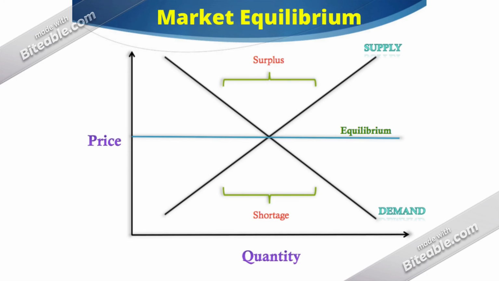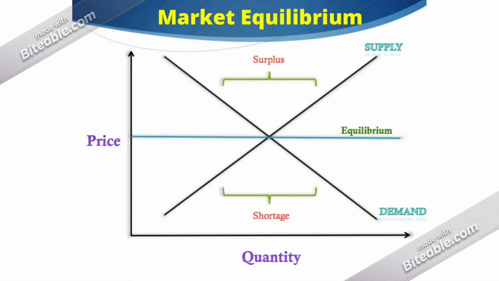The next concept is market equilibrium. Finally, let's see the relation between demand and supply by combining both demand and supply graph, which gives us the market equilibrium. As we have merged both the graphs, y-axis still represents price and x-axis represents quantity. Here we can see the point where demand and supply graph meets is called as equilibrium point or market equilibrium.